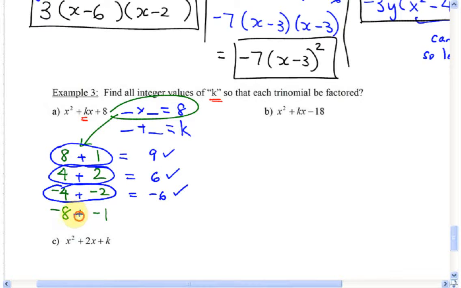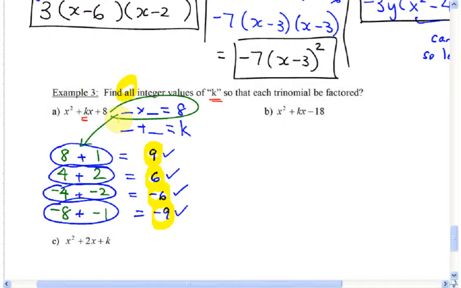And finally, negative 8 plus negative 1. That gives us negative 9. The last possible answer for k. So you actually have 4 different answers for k here. That's your answer. Okay? Do you have to write all the answers? I said find all the integers. Yes. Okay? So ladies and gentlemen, I'd like you to try the next one, please, on your own.